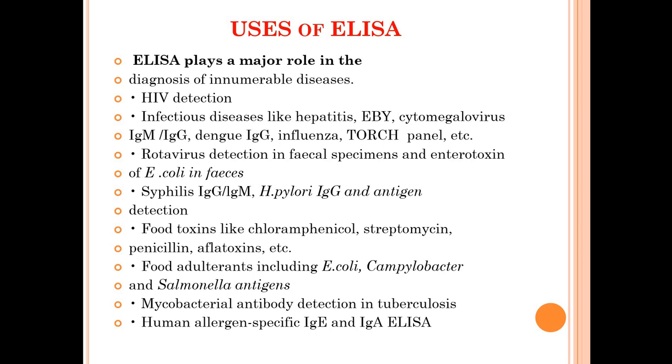It is also used for detection of food toxins like chloramphenicol, streptomycin, penicillin, aflatoxins, which are food toxins, and food poisoning can be detected through this. Food adulterants, including E. coli, Campylobacter, Salmonella antigens can be detected with ELISA. Then mycobacterial antibody detection in tuberculosis can be done with ELISA. Whereas human allergen-specific IgE and IgA are detected with the help of ELISA.